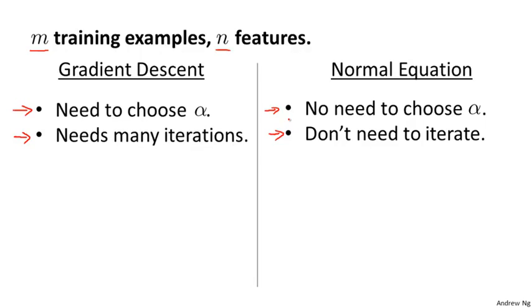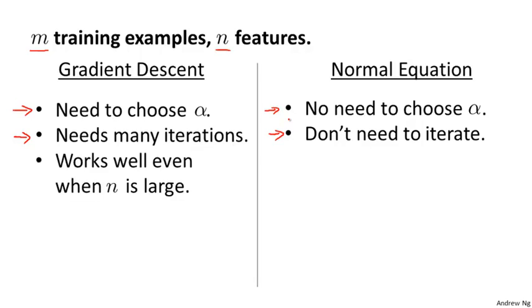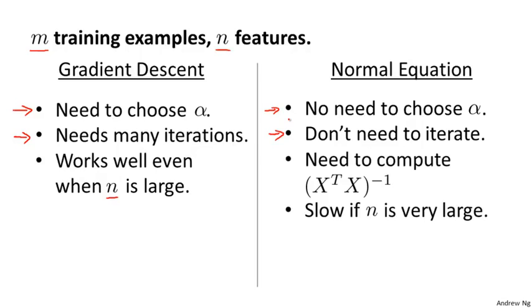Here are some disadvantages of the normal equation and some advantages of gradient descent. Gradient descent works pretty well even when you have a very large number of features. So even if you have millions of features, you can run gradient descent and it'll be reasonably efficient and do something reasonable. In contrast, for the normal equation, in order to solve for the parameters theta, we need to compute this term, X transpose X inverse.